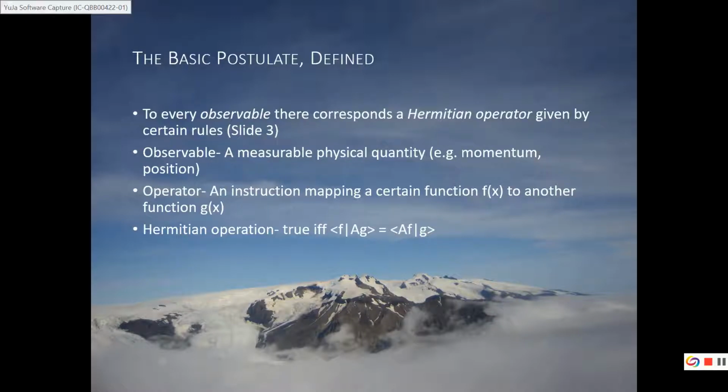The definition is: to every observable, there corresponds a Hermitian operator given by certain rules, which we will see later. A few things. An observable is basically any measurable physical quantity. That could be momentum, angular momentum, position is another one that's listed. I think there's a few more, but those are the style of what they might look like.